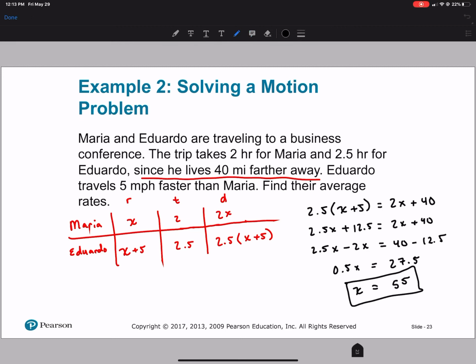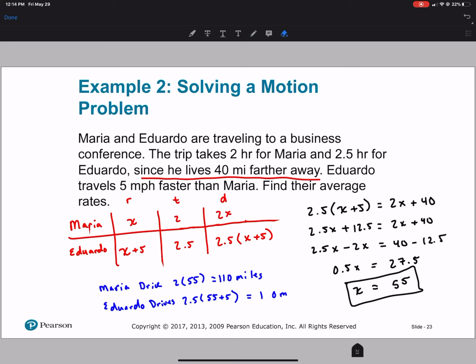Now, let's make sure this makes sense. So, in a different color, let's see if it makes sense. Maria drives how far? 2 times 55, and that equals 110 miles. Eduardo drives 2.5 times 55 plus 5, because we have to keep that in mind. So it's times 60, basically, and that's 160 miles. 150, sorry. 150.